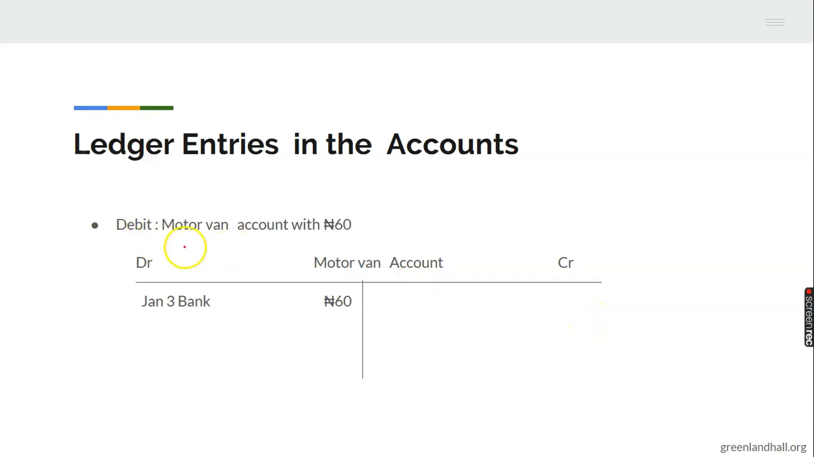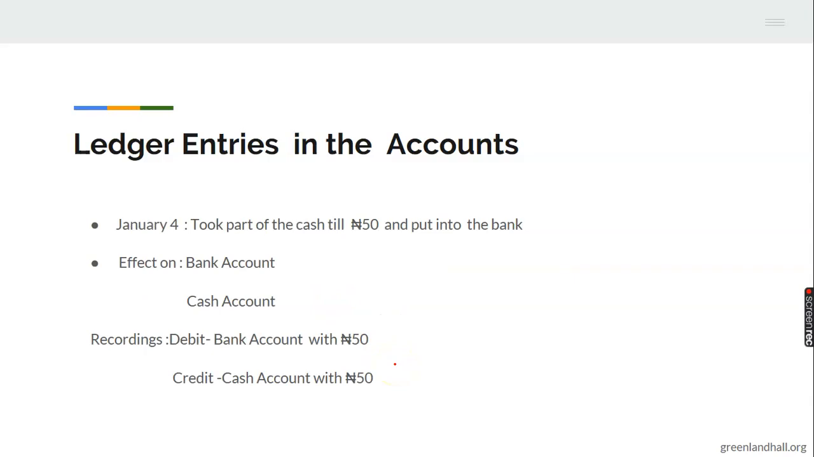Then we debit the motor van account with 60 naira. So this is the motor van account, and here from bank, this account received a check of 60 naira. So it has been debited there.